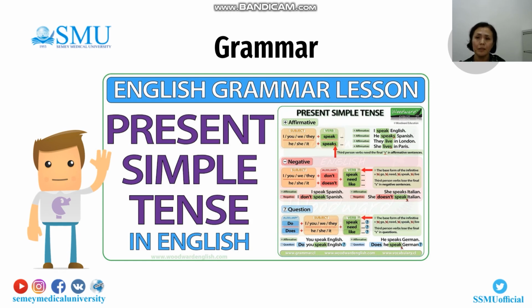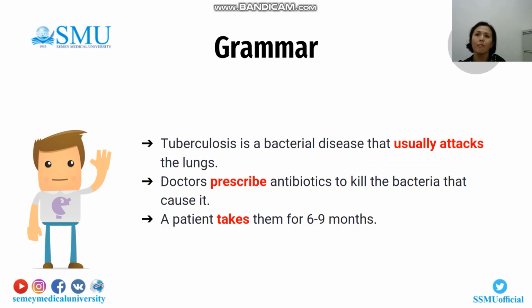How do you form present simple? Affirmative sentences: subject plus verb. In the third person singular, we add s to the verb. Negative sentences: subject, auxiliary verb do, does, plus not, short forms don't and doesn't, plus verb. Questions: auxiliary verb do, does, subject plus verb. Also, you have three sentences, and again, your task is to translate them using present simple tense.